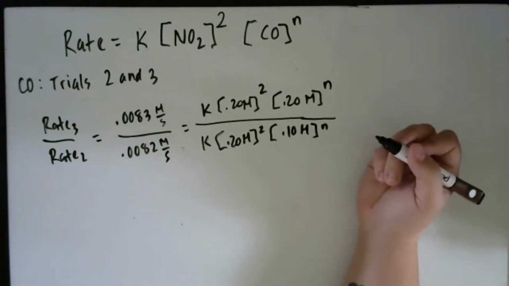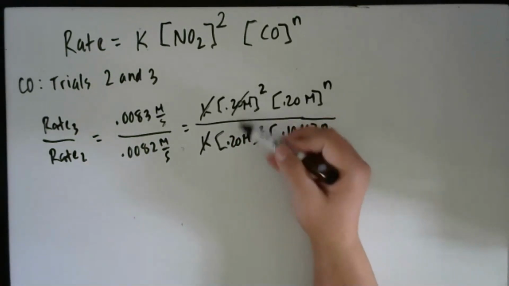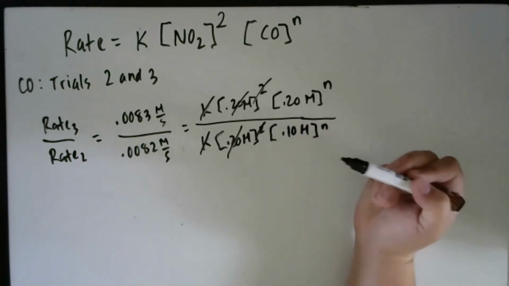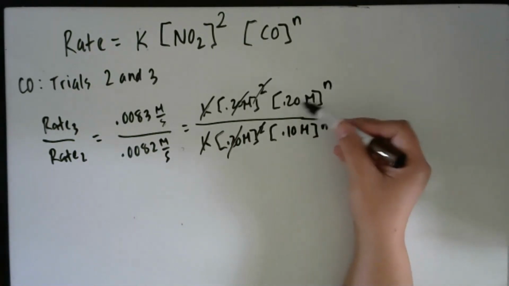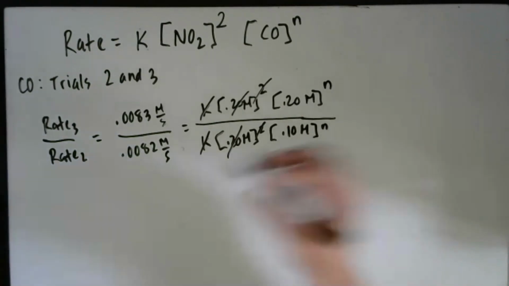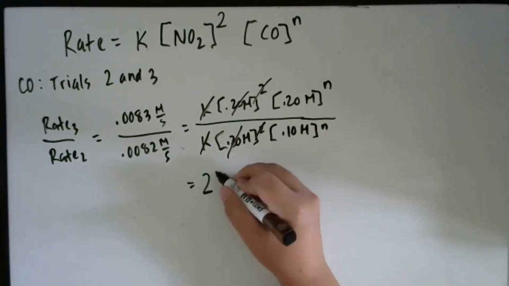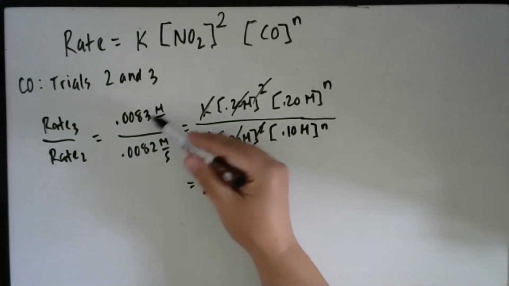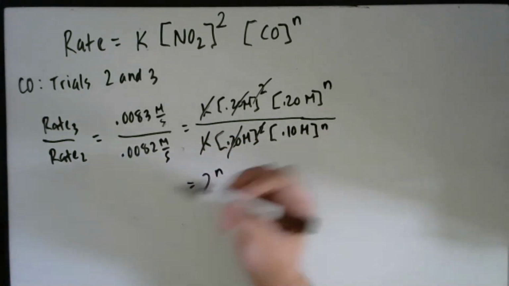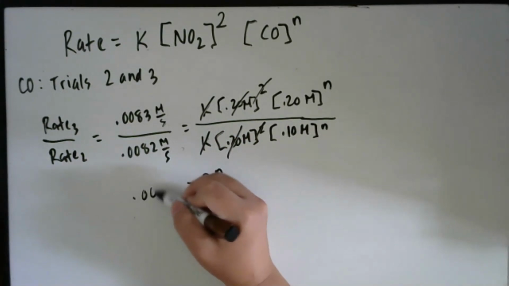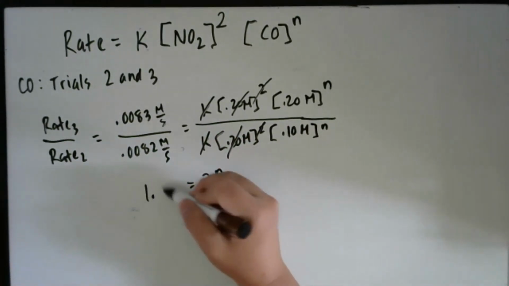Okay, so again, we're going to cancel out the things that are the same here. Our K values are the same, so they cancel out. The 0.20s are the same, they cancel out. These cancel out, and now we're left with this. 0.20 divided by 0.10 is 2, so this expression is going to be equal to 2 raised to the n. 0.0083 divided by 0.0082 is going to be 1.01.